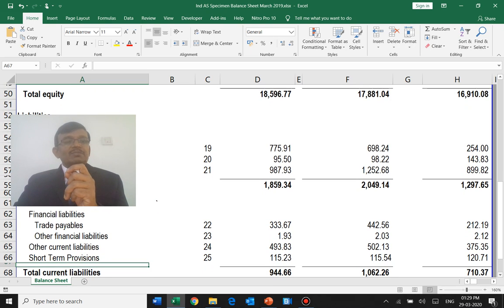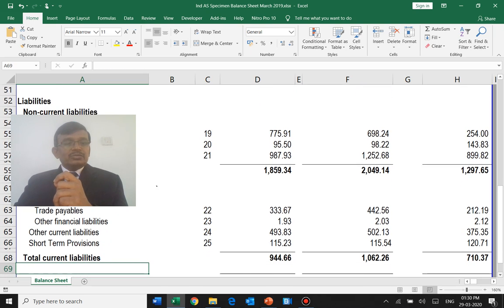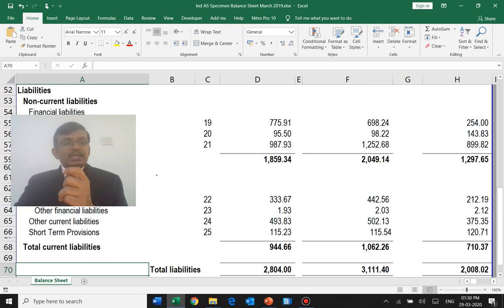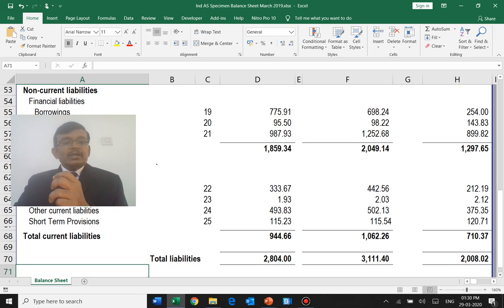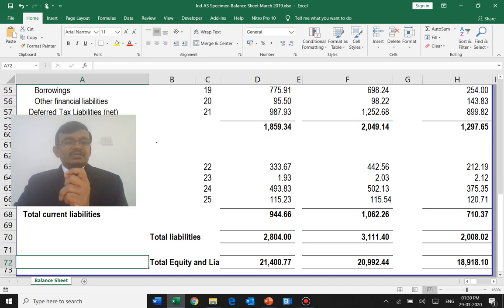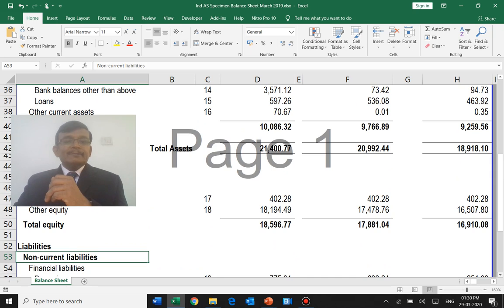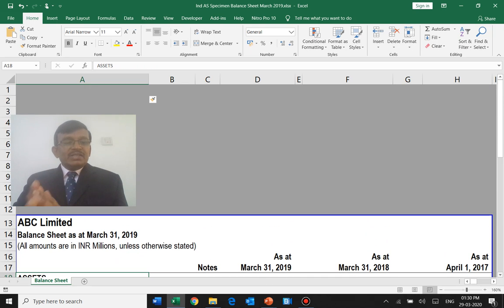Similarly, provisions can be long-term provisions, which will be shown under non-current liabilities, or short-term provisions, which will be shown under current liabilities. Again, subtotals of current liabilities and non-current liabilities are made, and total liability is also given as a subtotal. So equity and total liabilities put together is your balance sheet, liability side. Having seen the balance sheet, what are all the new things which we have learned?